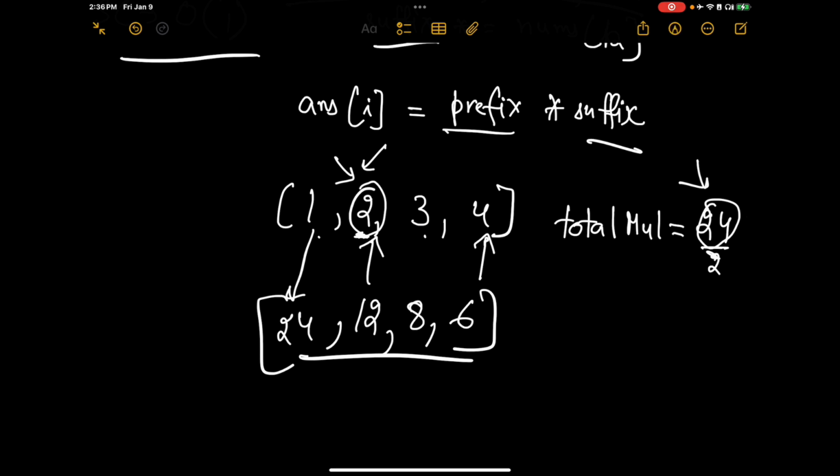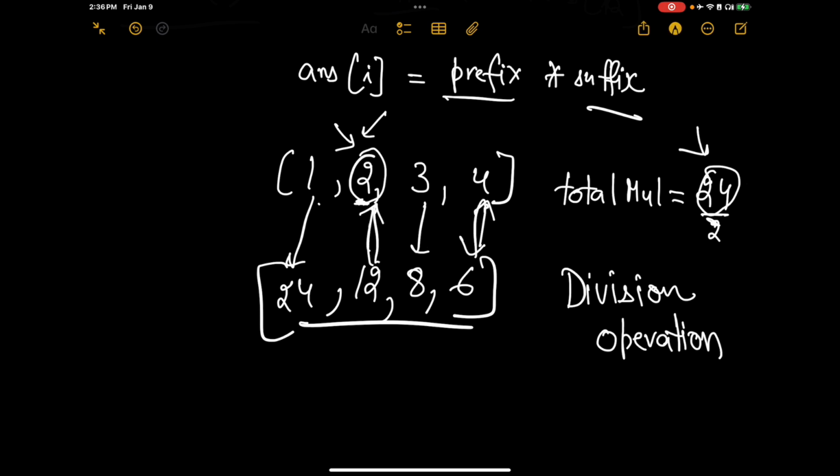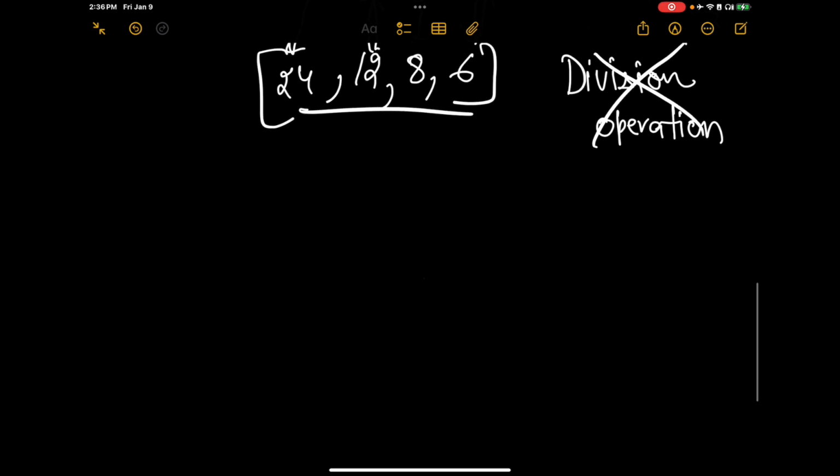But in the question, you're given that you don't have to use the division operation. So in this, when we calculated the value for each index, whatever is the total multiplication, we are dividing the total multiplication by the number here, right? But you can't use the division operation as given in the question. Now, can we do better than this?